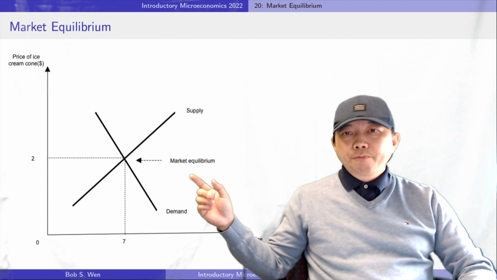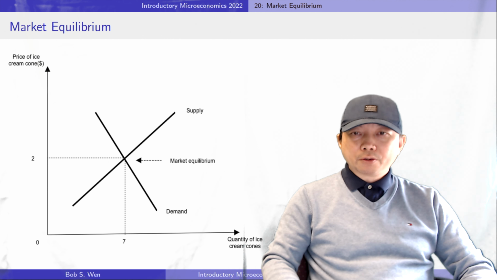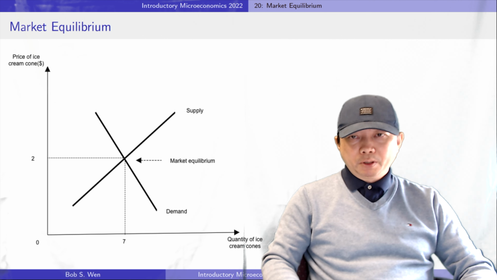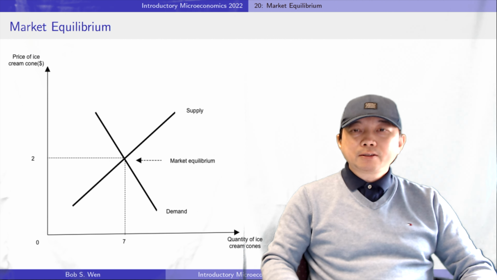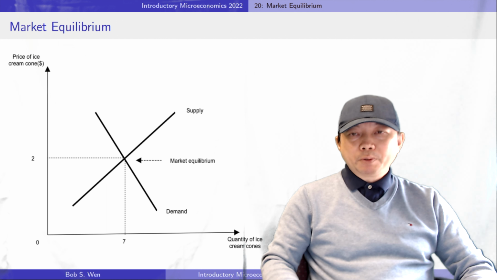There's one point at which supply and demand curves intersect. This point is called the market equilibrium. The price at this intersection is called equilibrium price, and the quantity is called equilibrium quantity. Here the equilibrium price is $2 per ice cream cone, and the equilibrium quantity is 7 ice cream cones. At the equilibrium price, the quantity supplied equals the quantity demanded.